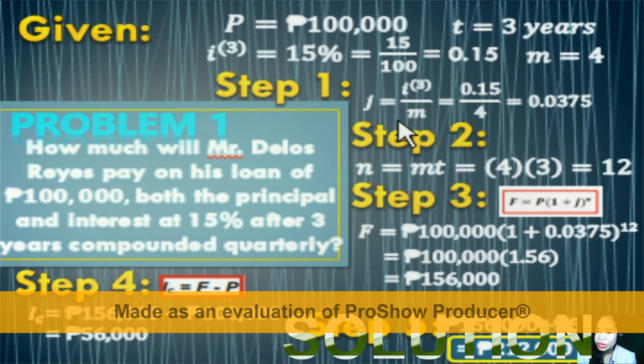So step 1 will solve for the interest rate per conversion period, that is j equals the nominal rate divided by m. How many quarters are there in a year? 0.15 divided by 4, that is 0.0375. Second step is you need to solve for n, which is just simply m times t. That is 4 times 3 is equal to 12.